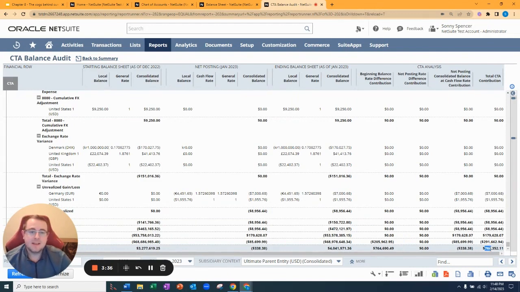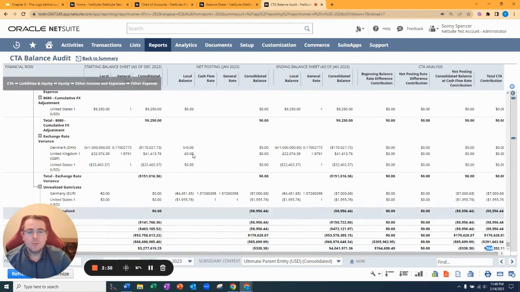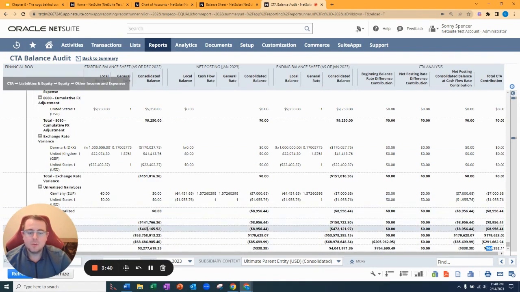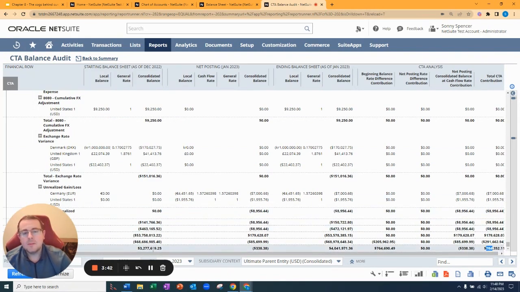And in fact, we can validate that because we know as of December 2022, our total CTA balance was 3.277 million. That CTA balance updated in January 2023 to just over $4 million. The difference between the two is the $764,000.